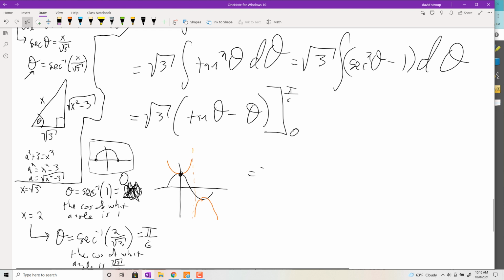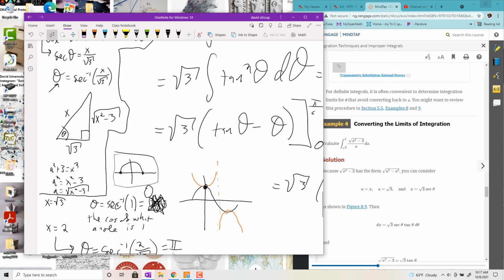Let's evaluate that. It'd be root 3 times tan of pi over 6. Oh my gosh, that's sine over cosine. Sine of pi over 6 is 1/2 all over root 3 over 2. So that's going to be 1 over root 3 minus pi over 6. And then, of course, tan of 0 is 0, plugging in 0 for theta is 0. So we end up with that object as our answer.